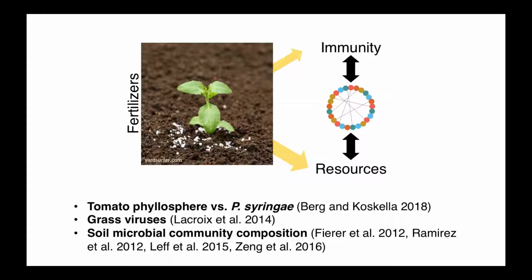And the research that we know about so far tells us a lot about fertilizers potentially mediating resource availability and competition, less so about this immunity part. So there's the example of the tomato phyllosphere that I talked about. One area of research that I'll be building off of is grass viruses and how their interactions are mediated by nitrogen and phosphorus. And then finally, there's been a lot of research on soil microbial communities in plant ecosystems, where adding fertilizers can change their composition and richness.